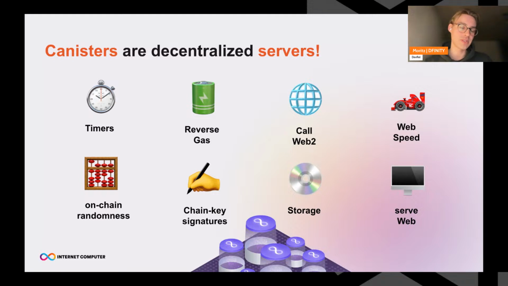I simply say web speed here. What it means is that the time it takes for a message on the IC to be finalized is roughly 1 to 2 seconds. And that means that you can build dApps that operate at web speed. So when a user interacts with a dApp that you deployed on the internet computer, for them, it's hardly distinguishable from any other Web2 application that they interact with.